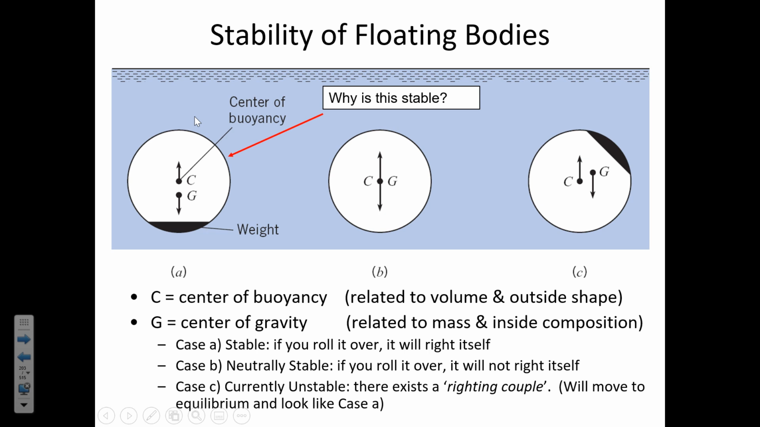So if we wanted to describe a rule, like if there was some sort of an if-then relationship, what we could say is if G is below C, then the object will be stable. Okay, so that's kind of one rule. If the center of gravity is below the center of buoyancy, then it will be stable.